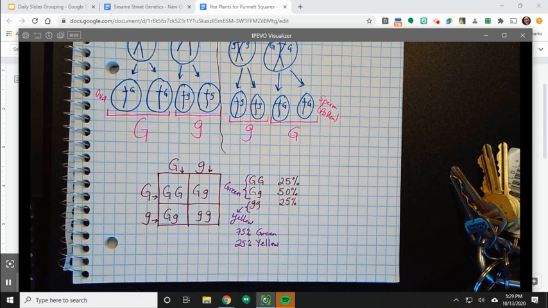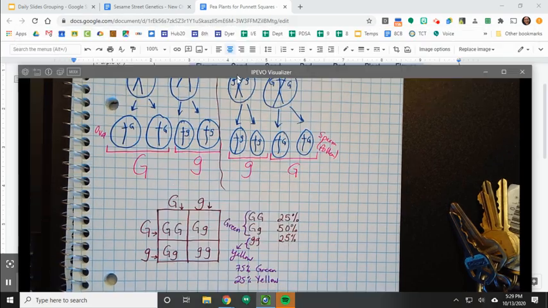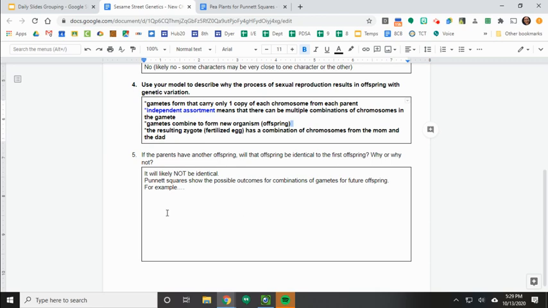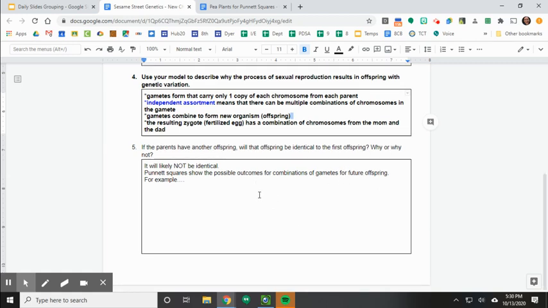Now, this is how you can answer this question. If the parents have another offspring, will that offspring be identical to the first offspring? Most likely no. And you can use a Punnett square to show possible outcomes for combinations of gametes for the future offspring that might be produced. So that is how you can use a Punnett square to answer this last question.